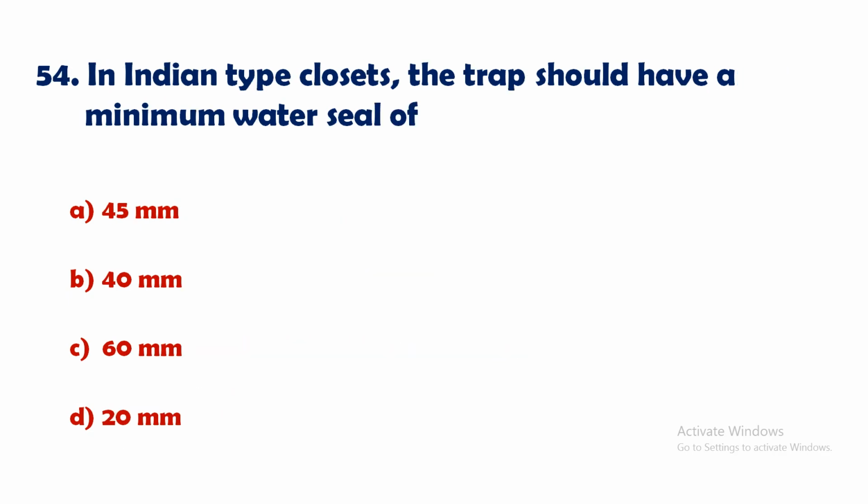In Indian type closets, the trap used to have a minimum water seal of: 45 mm, 40 mm, 60 mm, 20 mm. In Indian type closets, the trap should have a minimum water seal of 45 mm.